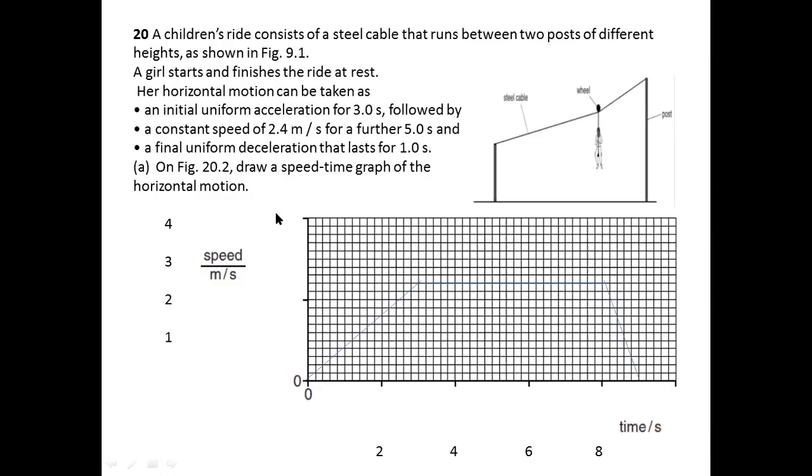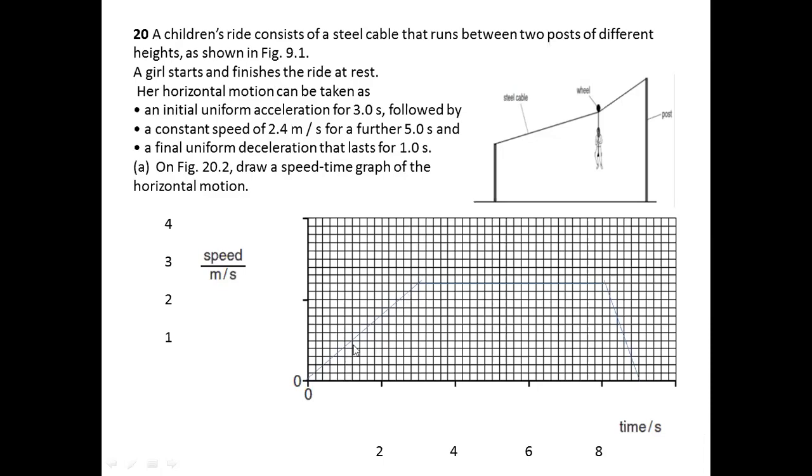A children's ride consists of a steel cable that runs between two posts of different heights. As shown in the figure, the girl starts and finishes the ride at rest. Her horizontal motion can be taken as initial uniform acceleration for 3 seconds. So this is a speed time graph. Initial uniform acceleration. What is the shape of the speed time graph for uniform acceleration? It is a straight line starting from zero. And we have to show this straight line till which time interval? 3 seconds. Constant speed of 2.4 meter per second for a further 5 seconds.